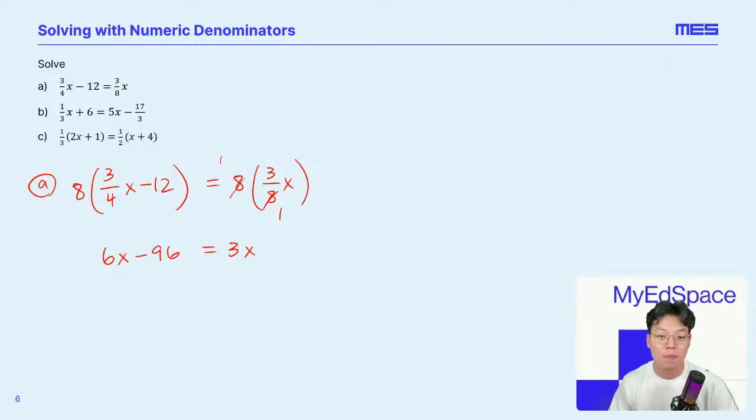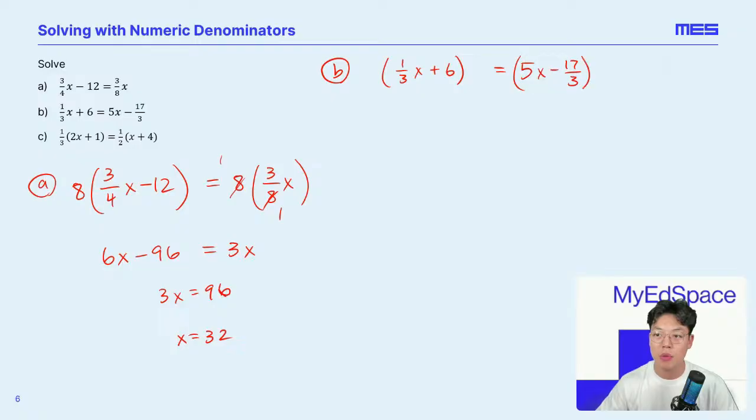This is the easy part. 3x is equal to 96. Oops, 96. And x will be equal to 32. Let me know what we should multiply B by and C by in the chat. B, we have 1/3 x plus 6 is equal to 5x minus 17 over 3. We're going to be multiplying both sides by something there. And then for letter C, we will also be multiplying both sides by something here. Equal to 1/2 x plus 4. What will we be multiplying the equation in B by and then the equation in C by?